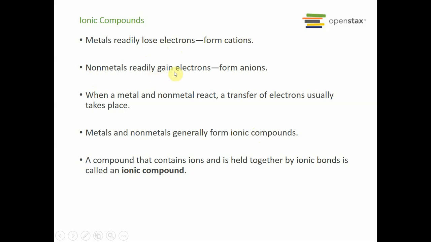Non-metals readily gain electrons and form anions. And so when you have a compound that's made from a metal and a non-metal, a transfer of electrons usually takes place and you have an ionic substance. Metals and non-metals generally form ionic compounds.